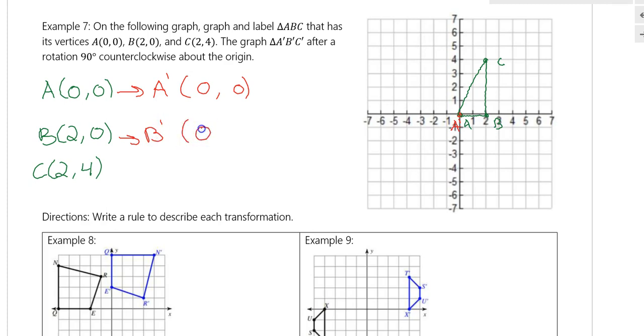If I switch my points, it's 0, 2. And if I make 0 negative, nothing changes. So 0, 2. There's B prime. Switch X and Y. X becomes negative. Negative 4, 2. Okay. You can see here that the shape did not change size, it did not change shape, it's just been spun around.